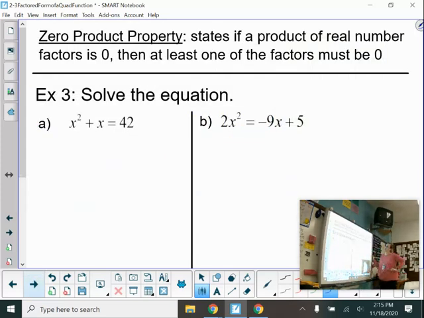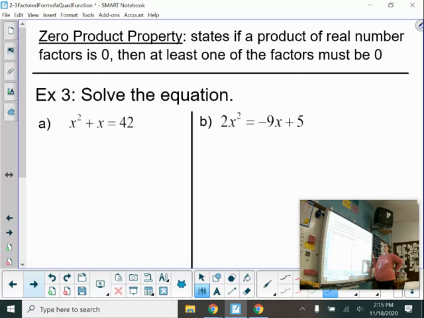So the zero product property you see up there at the top, and again, that's what we just used. If the product of some real number or a set of real numbers is 0, then at least one of the factors has to be 0. So now we're actually going to go through and solve.